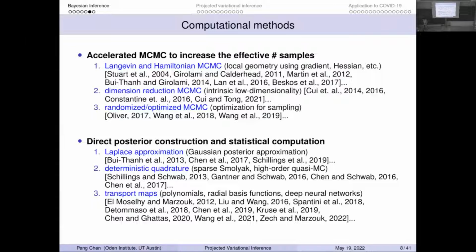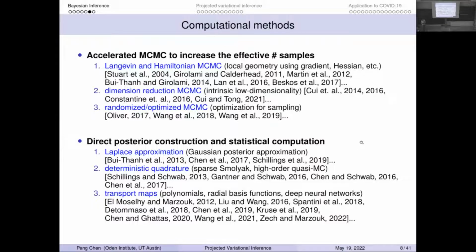Well, there are also many different computational methods that have been developed over the last decade or two to accelerate and improve the performance of some classic methods. For instance, the first one is the accelerated MC method, which essentially increases the effective number of samples using Langevin and Hamiltonian MC. These dynamics use a geometry based on the gradient and Hessian information of the likelihood. And there is dimension reduction MC, which exploits the intrinsic low dimensionality of the posterior distribution. And there is randomized and optimized MC, which solves an optimization problem for sampling instead of doing random sampling. And then there is direct posterior construction of statistical computation.